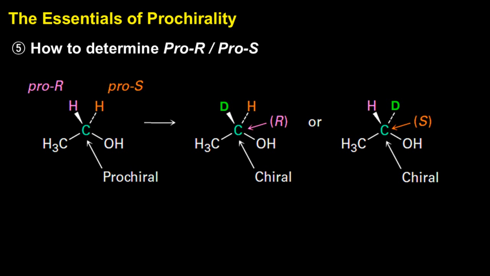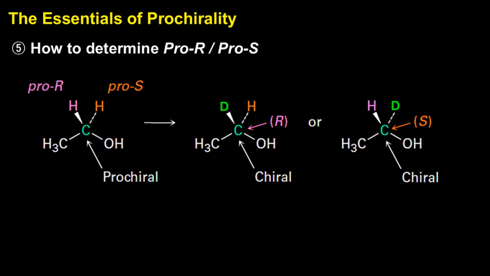Let's apply this to a real example. We've got a prochiral molecule where the central carbon is bonded to two identical hydrogen atoms, a methyl group and a hydroxyl group. That setup makes the carbon prochiral. Now, to figure out which hydrogen is pro-R and which one is pro-S, we look at what happens when each hydrogen is replaced. If we replace the pink hydrogen marked in the diagram with deuterium, the new chiral center ends up with R configuration. So in this case, that pink hydrogen is the pro-R group. On the other hand, if we replace the orange hydrogen instead, the resulting stereocenter has the S configuration, which makes that one the pro-S group.